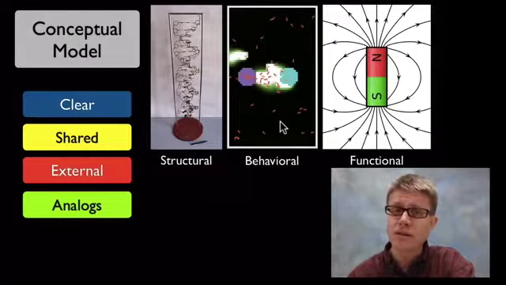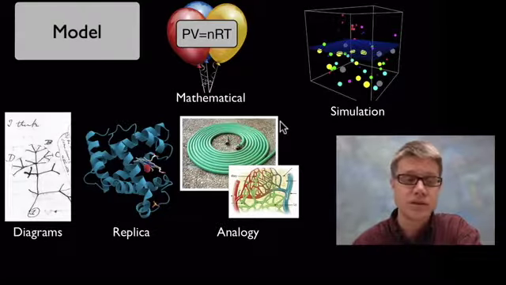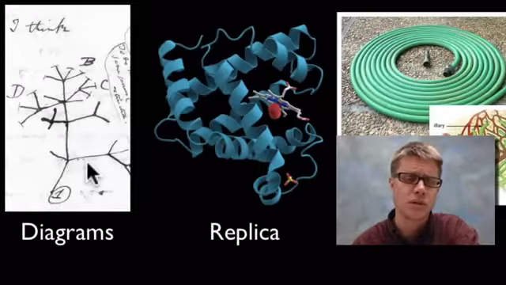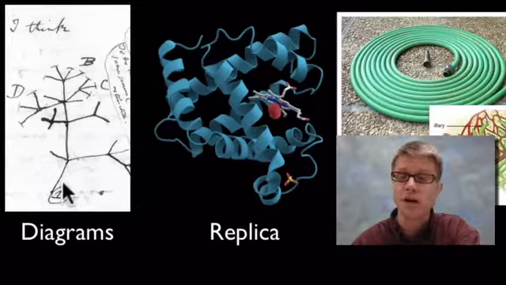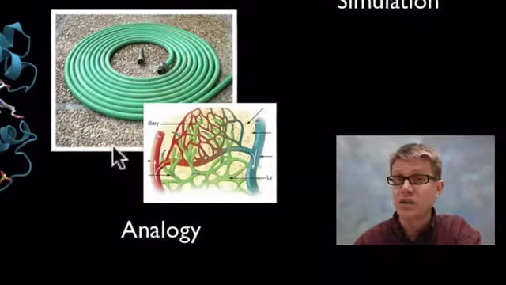And then we can manifest those analogs in a number of different ways. You could make a model that's simply a diagram. This was a diagram created by Charles Darwin when he was trying to explain how speciation occurs. He draws this branching diagram from a common ancestor. Or this could be a computer simulation of a protein. This is myoglobin.